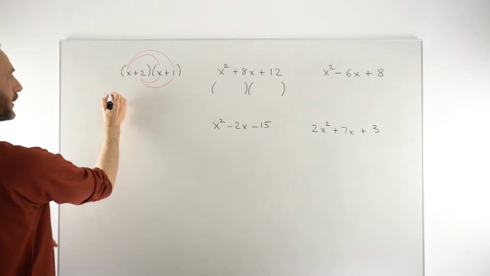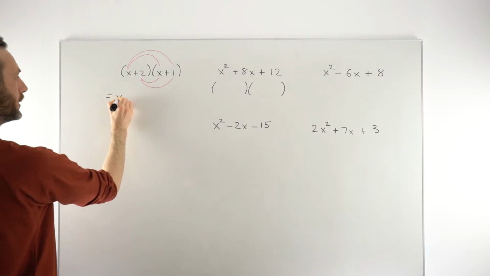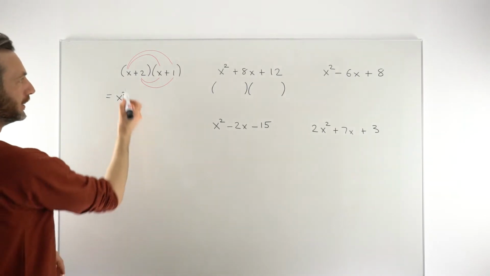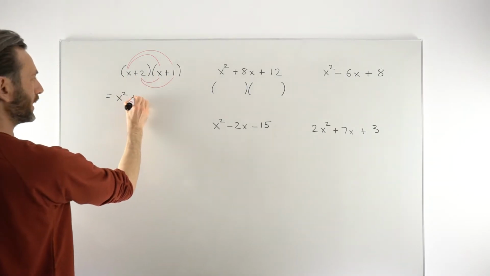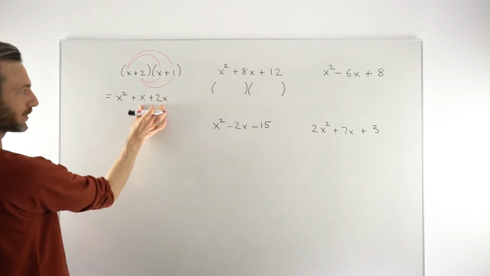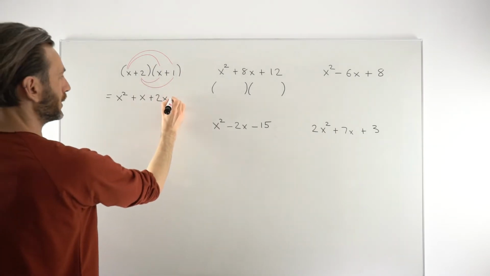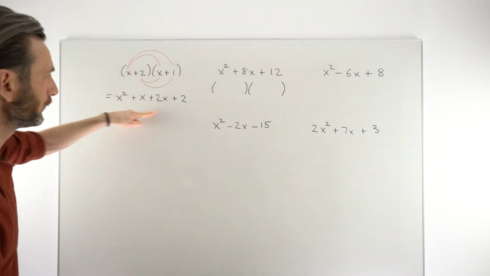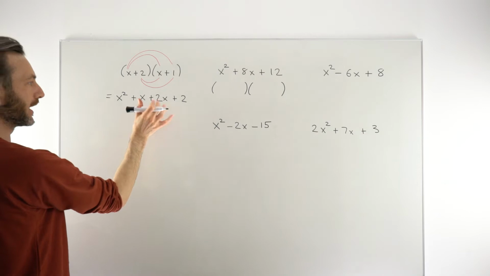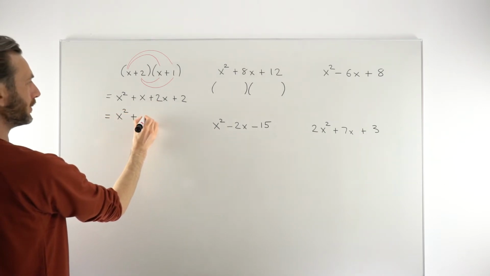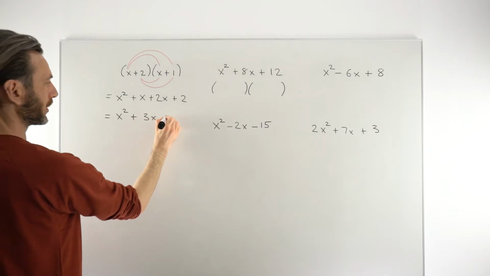So x times x gives you x squared. We'll try to do these in descending powers of x. That's the way you want to do it. x times 1 gives you 1x. 2 times x gives you 2x. So we've gathered our x's in the middle. And then 2 times 1 gives you 2. When you multiply out these two brackets, you always get 4 terms. The middle two, the x terms, will combine. So when they combine, you get 3x, in this case, plus 2.